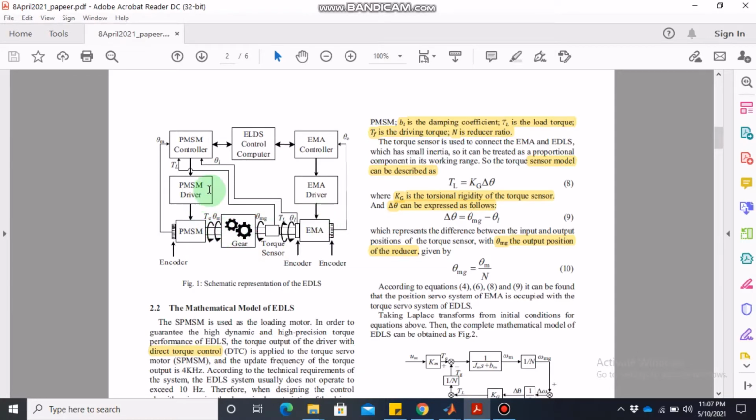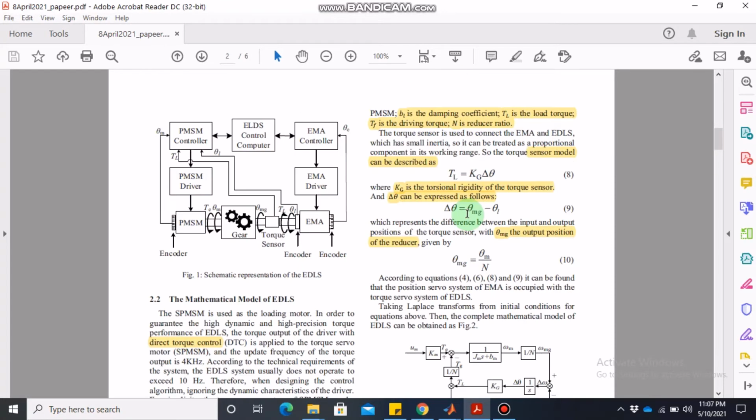You can see here that there is a permanent magnet synchronous machine driver, and then there are some gearing mechanisms, and then there are torque sensors and electromechanical actuators. And then these actuators also have their own drives, and then there are controllers behind. So this is the practical implementation. At the end of this paper, the authors have also shown some practical setup that they have used.